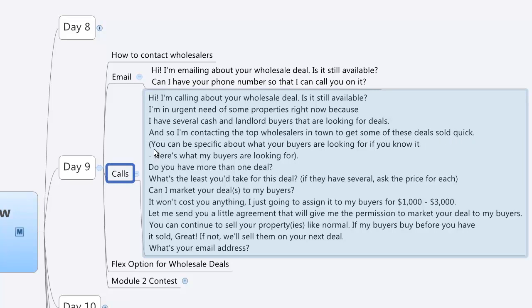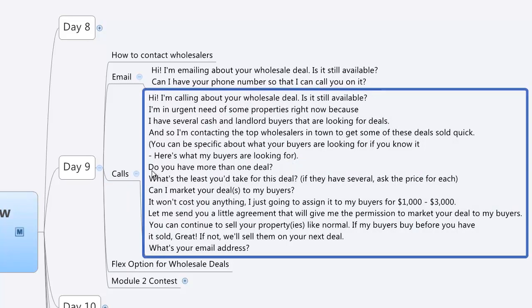If you want to, you can be specific about what your buyers are looking for. My buyers are looking for a 3-bedroom, 2-bath in the southeast part of town, or southwest part of town, whatever the case might be. You can be specific here if you want. You can tell them, "Here's what my buyers are looking for." When you're more specific, they can see that you are really serious, that you're not just pulling their leg here. So specifics are good.